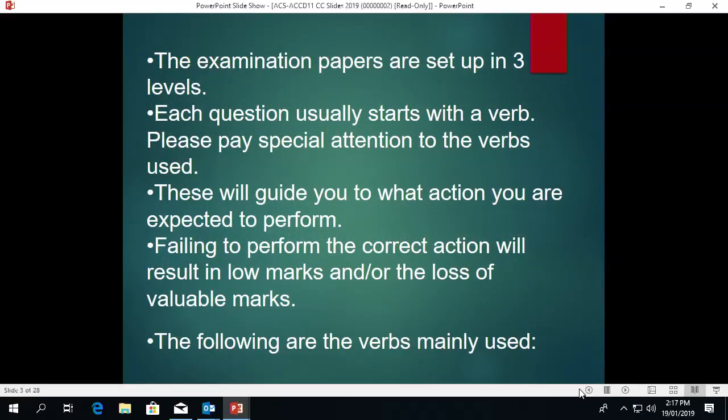The examination paper is made up of 3 levels. Each question starts with a verb, and it's very important that you know your verbs when it comes to the examination. These verbs are even provided in your modules.